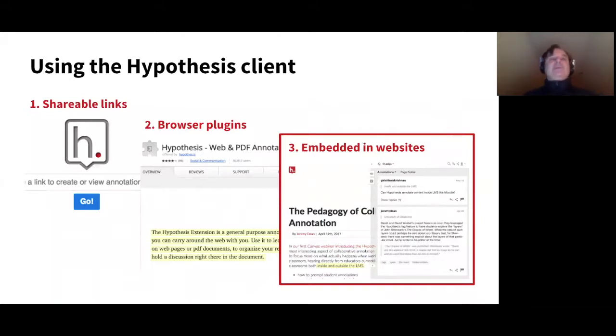So that's the case where the user equips themselves with a client in their browser. And so they might use the Chrome plugin, which is the most mature version of the browser plugins right now. And so that would mean that any website or web page that they visit with their Chrome browser, when they have the Hypothesis plugin enabled, they would have the annotation capability built in.